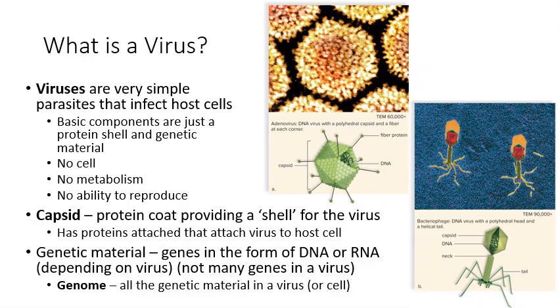So whereas a cell has like a membrane and then it has a bunch of cellular machinery inside of it, viruses don't have that. They're very, very tiny. They have this little protein shell and then some genes inside of that.